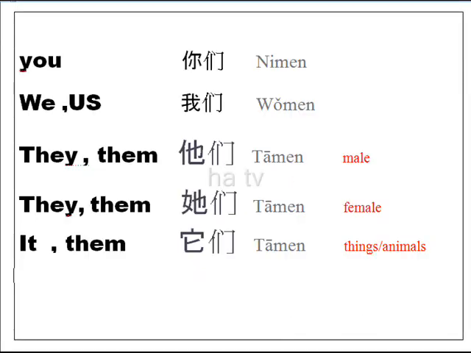你们 for you, group of people. 我们, we or us. 他们 for they or them, group of males. 她们 they or them, group of females. And 它们 for it or them, group of things, objects, animals. 你们, 我们, 他们, 她们, 它们.